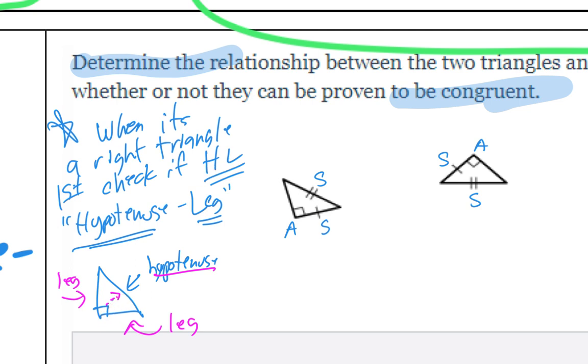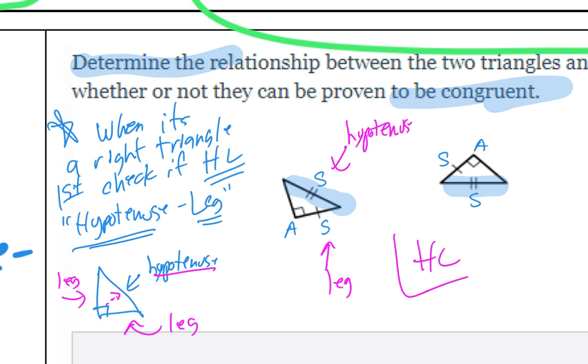Okay, so let's see if it's hypotenuse. So that is the hypotenuse, right? That's the hypotenuse right there. So this one. And let's see, do we also have a leg? Leg, we said, is one of the other ones. Well, that's a leg, right? And that's a leg. So if that's the hypotenuse, then we're going to say it's HL.